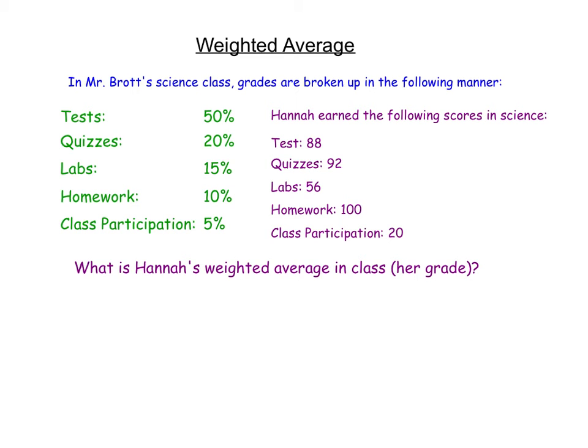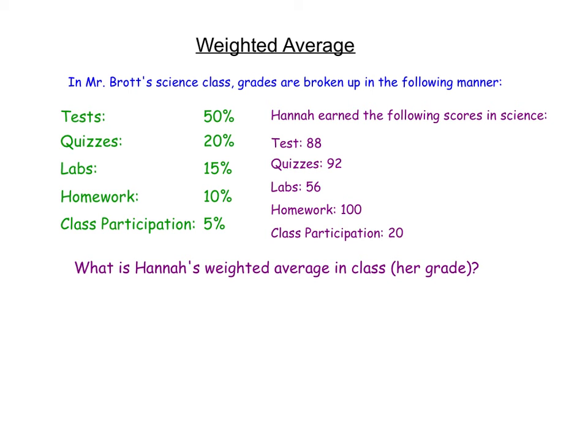And so here's an example where it says, in Mr. Broad's science class, grades are broken up in the following manner. Tests are 50% of the grade, quizzes 20%, labs 15%, homework 10%, and class participation is 5%. And so Hannah, she got the following scores in her science class, and we'll just assume it's out of 100. And so what's her weighted average? And so once again, this is basically what your grade book is doing for you.